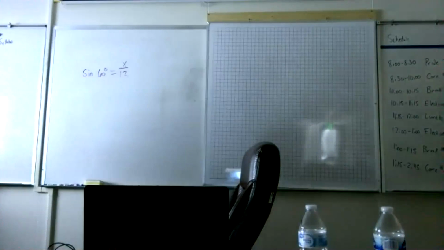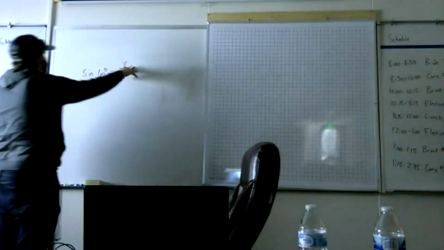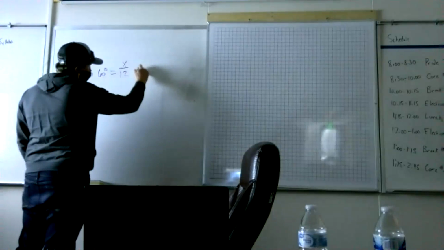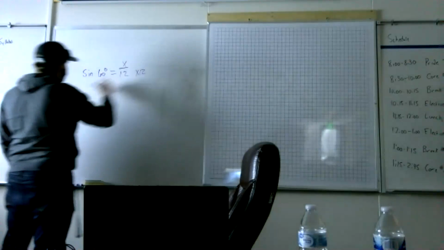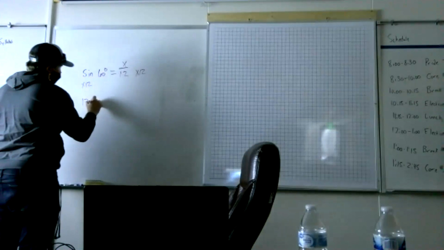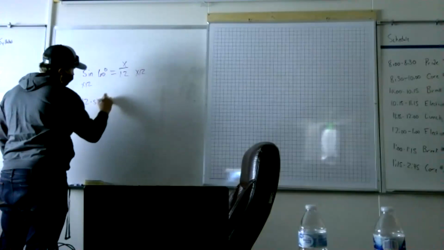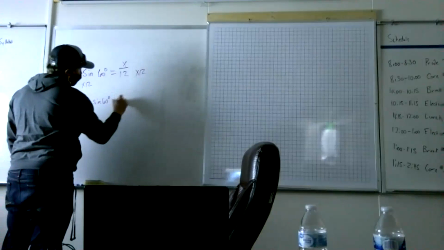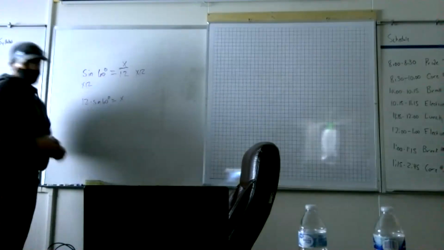Okay, and now we want to solve for x. Well, all we have to do is just isolate the x variable. So it's x divided by 12. To get x by itself, we need to multiply by 12 on both sides. That's going to cancel them out. So 12 times the sine of 60 degrees is equal to x. And then here's where your calculator comes in.